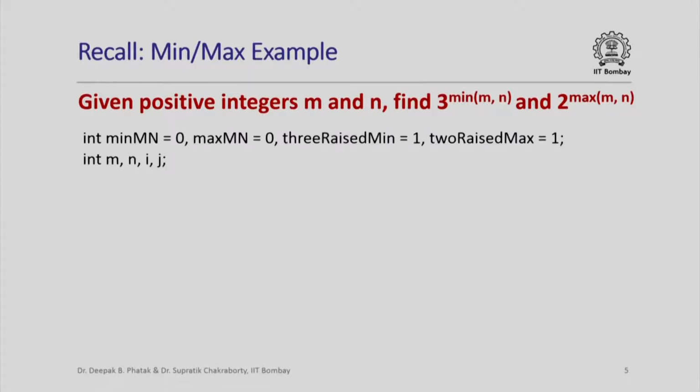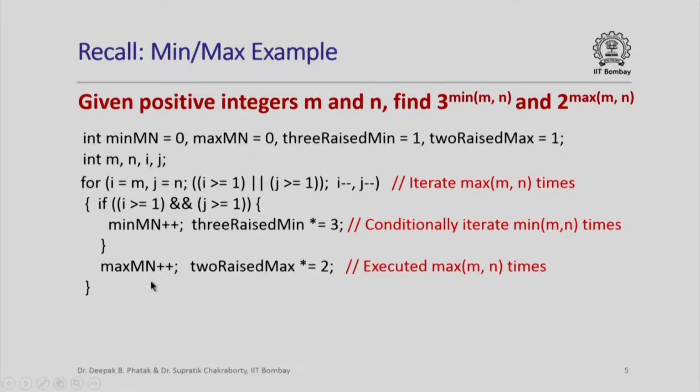So if you recall, we had some variable declarations. There were integer variables called min_mn and max_mn. It is obvious what they are trying to represent, the minimum value of m and n and the maximum value of m and n. They were both initialized to 0. We also had two variables called 3 raised to min and 2 raised to max. They were both initialized to 1, and we also had m and n, the integers that are going to be provided by the user, and we also had two variables i and j which were to be used as counters.